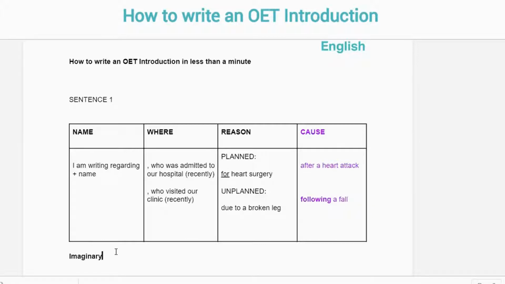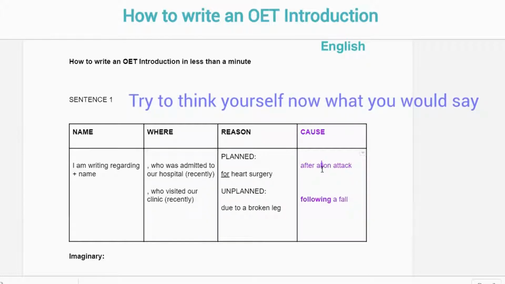So I'm going to give you all a few minutes, 1 minute to think about this, and then you're going to give me imaginary sentences, okay? So for example, you could say, I'm writing regarding Mr. TV, whatever, right? Who was admitted to our hospital recently for leg surgery after a lion attack, right? A lion attacked him. Anything you like, okay? It's imaginary. So your 1 minute starts now.